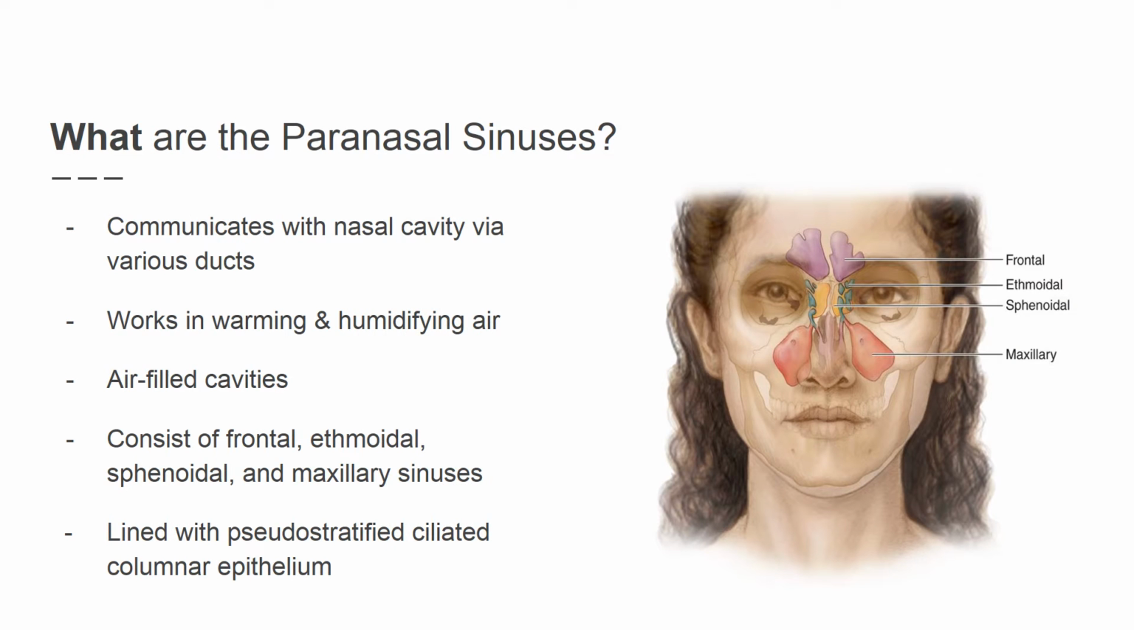The paranasal sinuses communicate with the nasal cavity and also help to warm and humidify air. Essentially, the paranasal sinuses are four paired, air-filled cavities, and they're called the frontal, ethmoidal, sphenoidal, and maxillary sinuses. Like the nasal cavity, they are lined with epithelium that produces mucin.